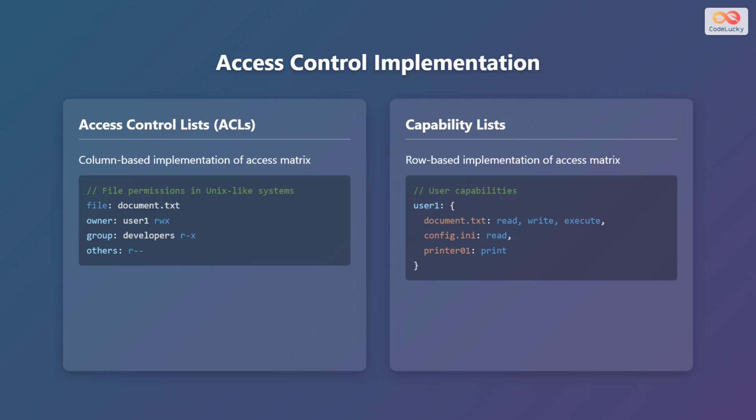Capability lists, on the other hand, are a row-based implementation of the access matrix, where each subject possesses a list of capabilities or tokens, granting them access to specific objects. User 1, for instance, has capabilities for document.txt, allowing read, write, and execute access, config.ini, allowing read access, and printer01, allowing print access.